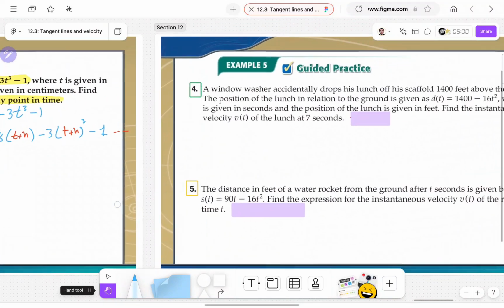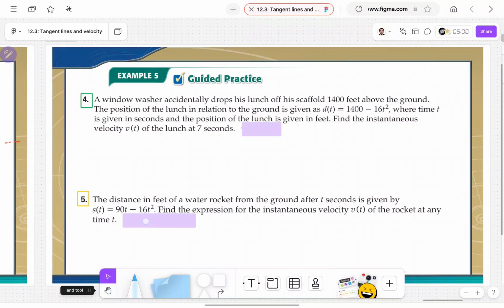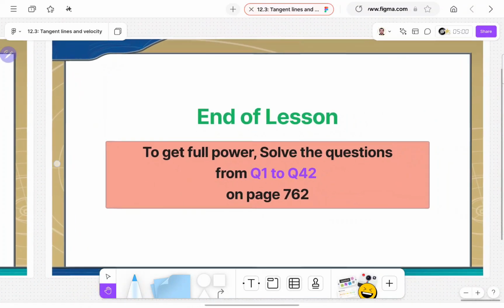Okay? I hope you understand. Now try to solve these 2 questions by yourself. It's an easy question, but try to practice. The more you practice, the more things will be clear to you. So don't forget to solve the questions on page 762.